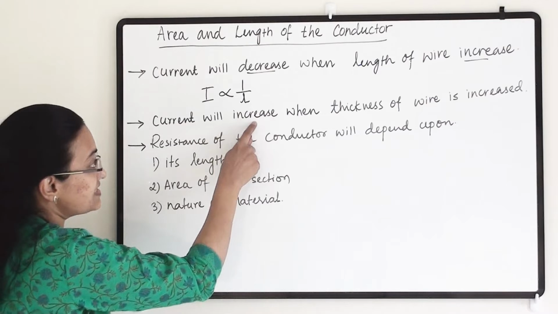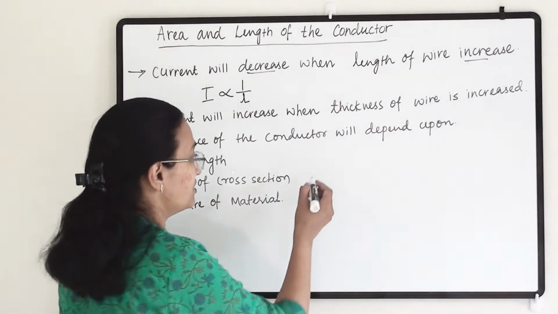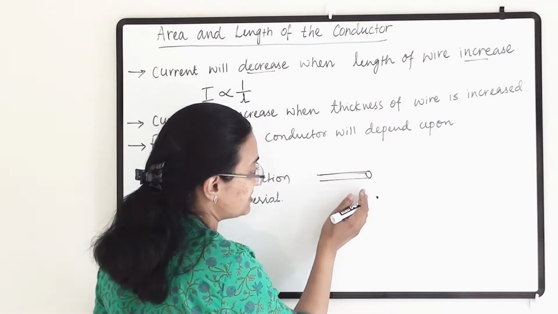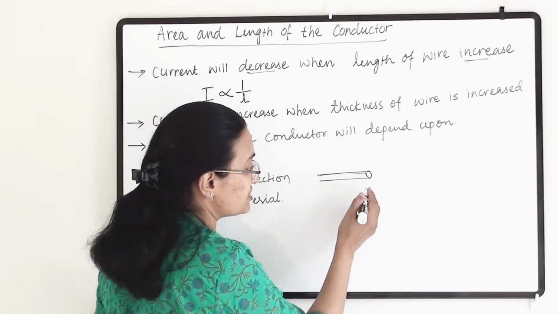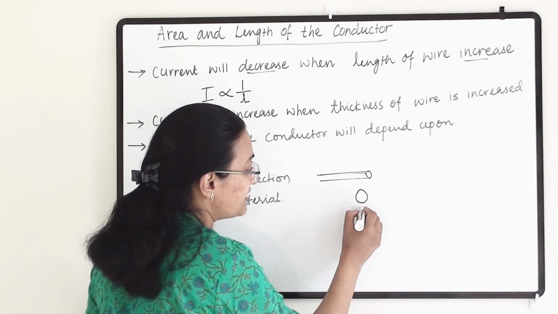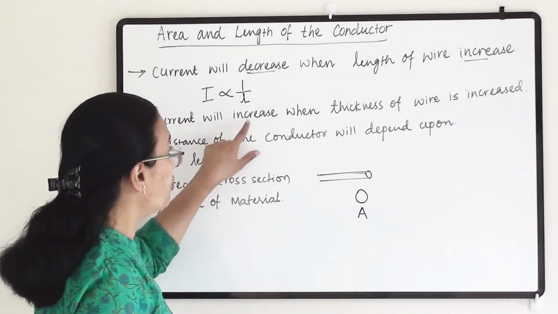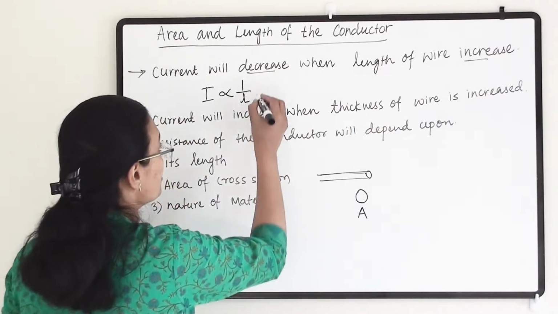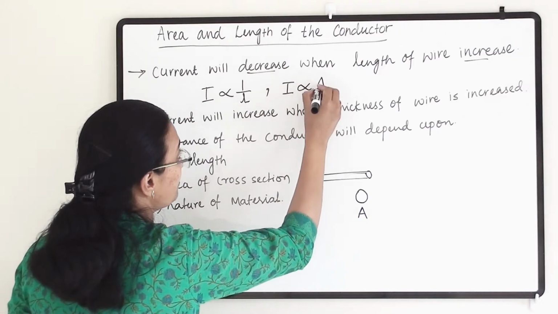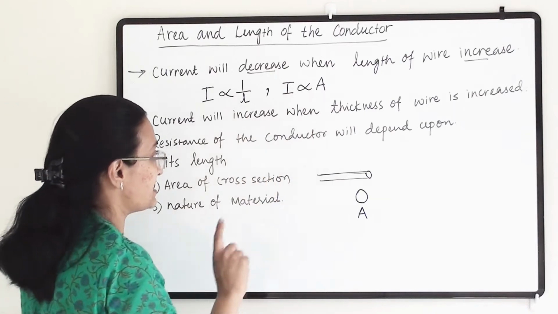Now current will increase when the thickness of the wire is increased. Thickness of wire means area of the cross section. Our wire will always be something like this, a conductor will always be something like this. So when we cut it or take a cross section of that, it is something like this, in a circular shape. This is referred to as the area of cross section or area of the conductor. So both will increase simultaneously. This also tells us the relationship of current and area, that they are directly proportional to each other. Both will increase simultaneously and both will decrease simultaneously.